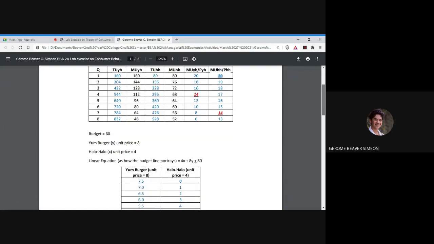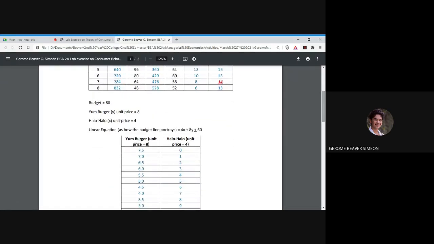Now I've made a little linear inequality, based on how the budget line portrays, so we'll take a look at that later. Halo Halo will be our x variable, Yum Burger will be our y variable. So I've come up with 4x plus 8y is less than or equal to 60, because 60 is our budget. We don't have anything more than 60.